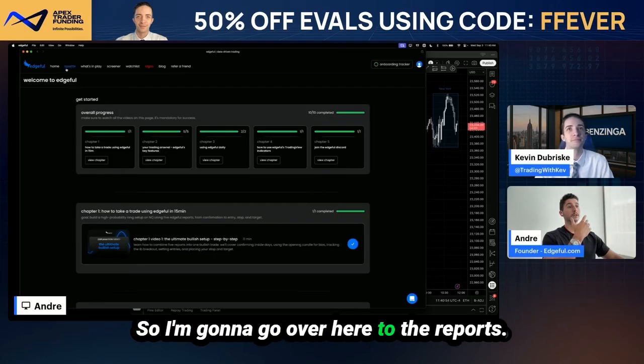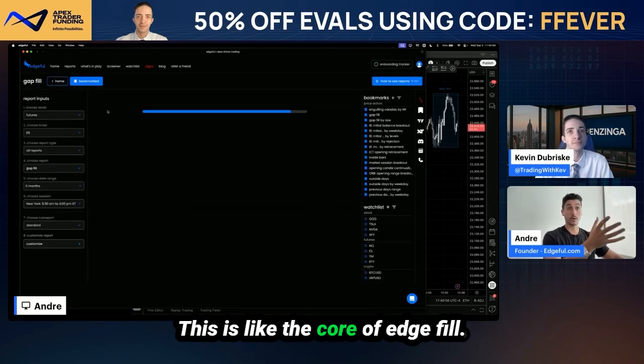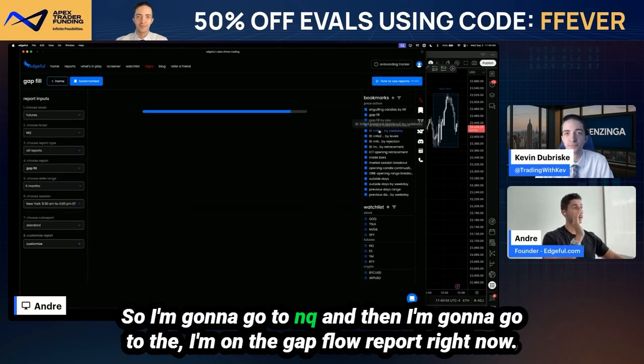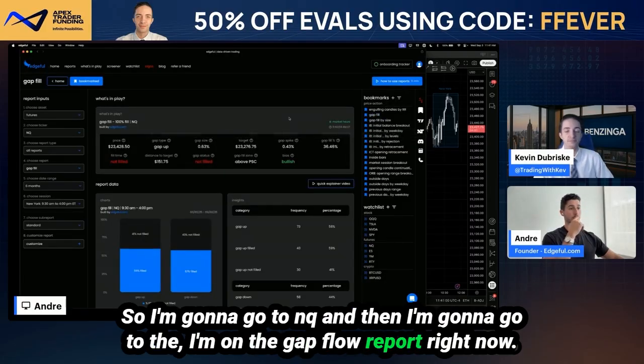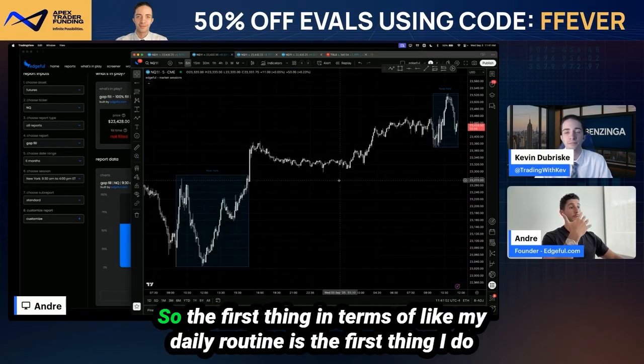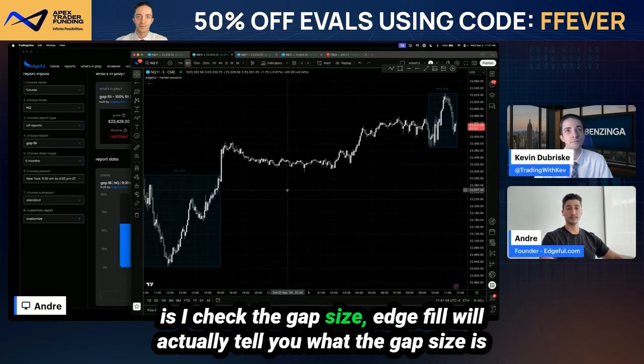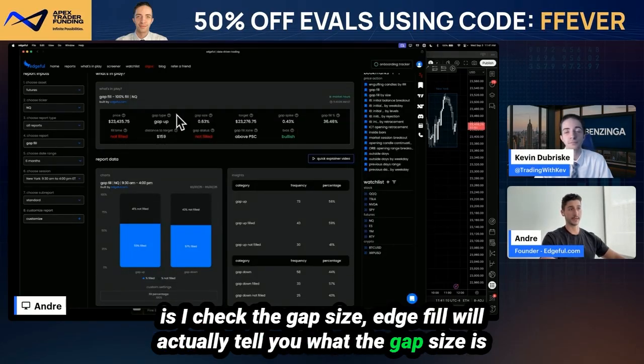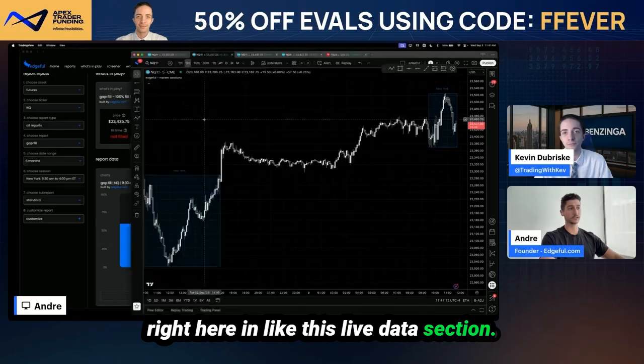So I'm going to go over here to the reports. This is like the core of Edgeful. So I'm going to go to NQ, and I'm on the gap fill report right now. The first thing in terms of my daily routine is I check the gap size. Edgeful will actually tell you what the gap size is right here in this live data section.